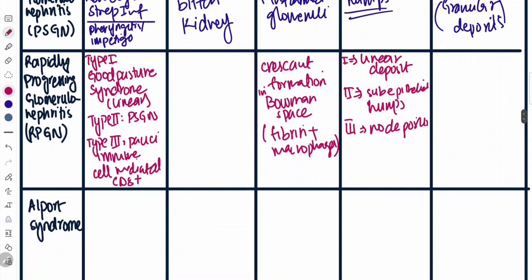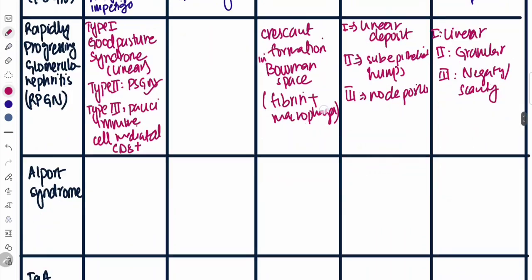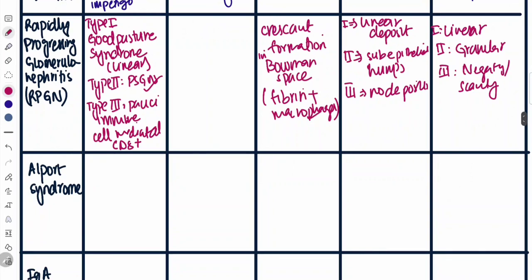So the IFM, what will be the immunofluorescence? Immunofluorescence will be linear for type 1. Type 2 will be granular, same as PSGN. And type 3 will be negative, or it can be scanty as well. So that's that. The important thing I need you to know from rapidly progressive is PSGN type 2. Type 2, you need to know the type 2.